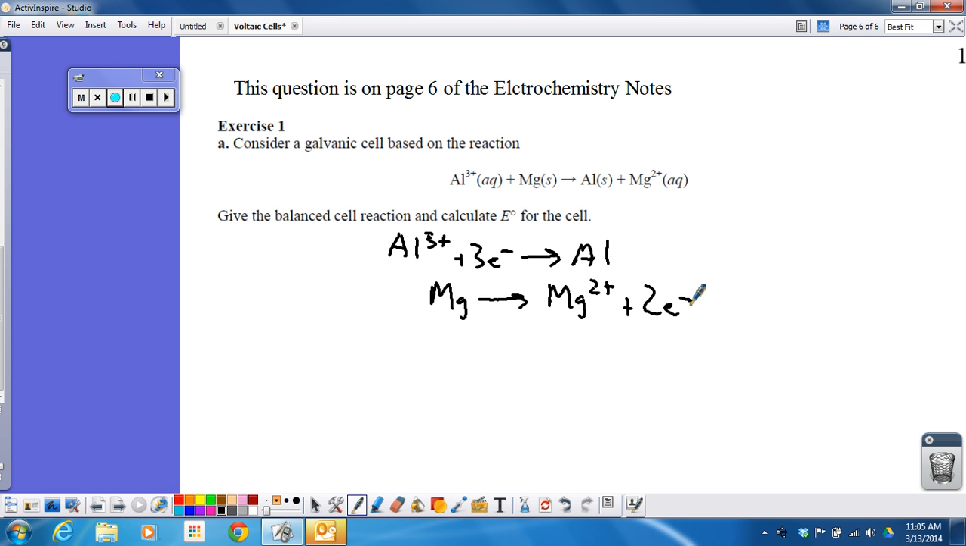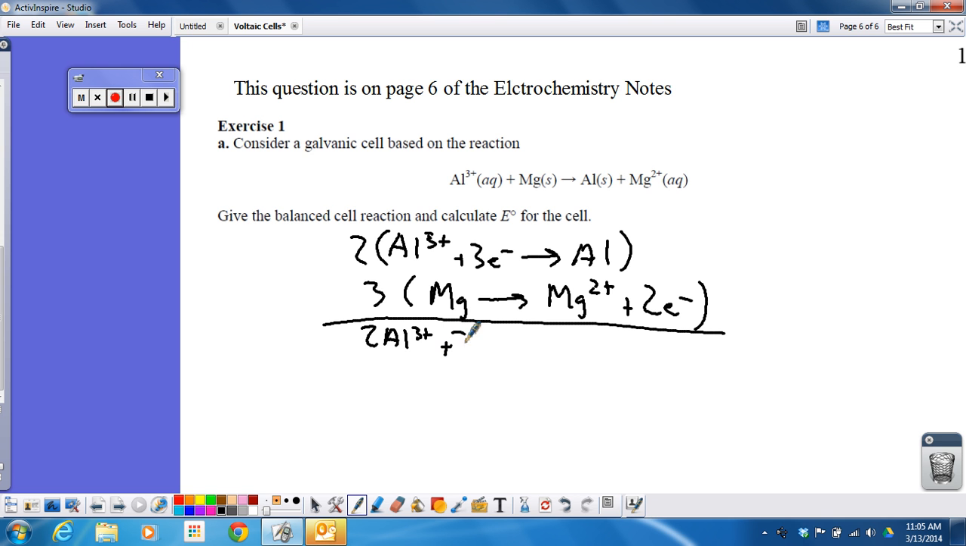So to give the balanced reaction, here are my two half reactions, number of electrons that are in there. I have to multiply this by 2, and I have to multiply this by 3. So that tells me that 2Al3+ + 3Mg yields 2Al + 3Mg2+. Okay, so now this is balanced.